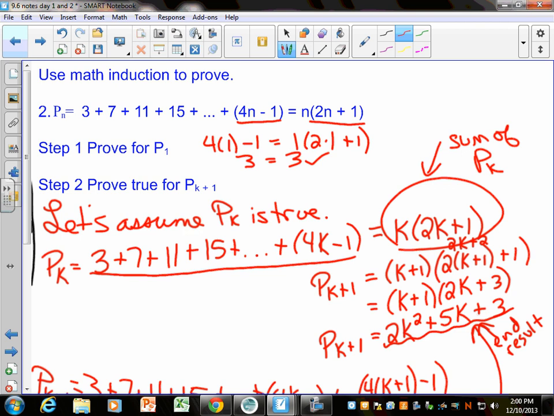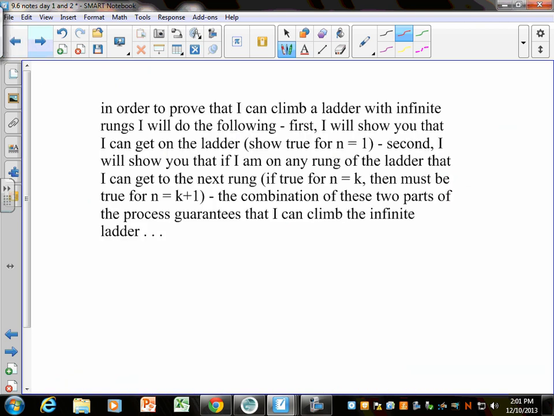So if I wanted to prove to you that I could climb a ladder that goes on forever, that's kind of like this. I want to prove to you that when you add something up that goes on forever, if I want to prove to you that I can climb a ladder that goes on forever, I could go through these steps. So I'm going to read through this with you. This is not really required to know, but it's just trying to make this make sense. It says, in order to prove that I can climb a ladder with infinite rungs, I could do the following. First, I will show you that I can get on a ladder. That's like the first step.